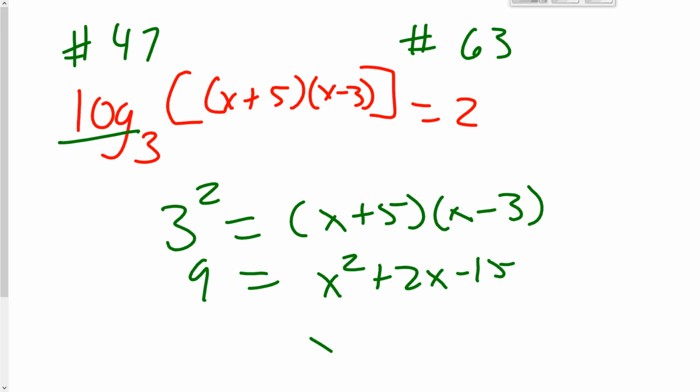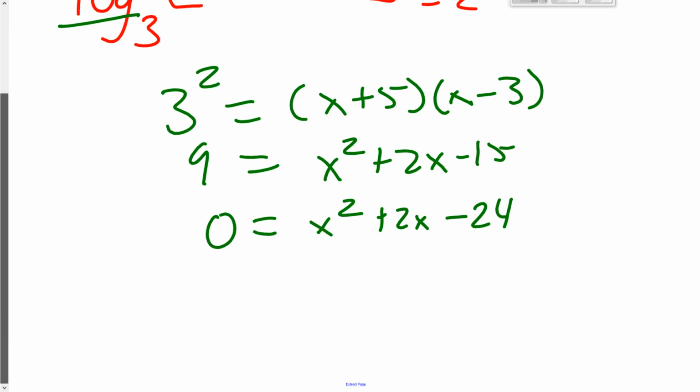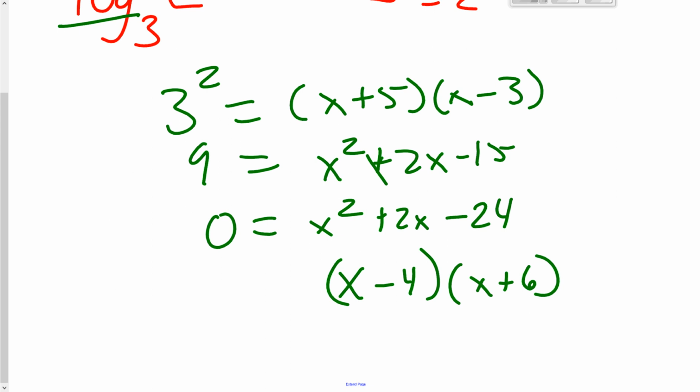Subtract 9 on both sides, we get x squared plus 2x minus 24, right? And are there factors of 24? What times what is 24, but subtracts to 2? That'd be, what, 6 and 4? So that is x minus 4, x plus 6 equals 0, so that means x equals 4, and x equals negative 6.